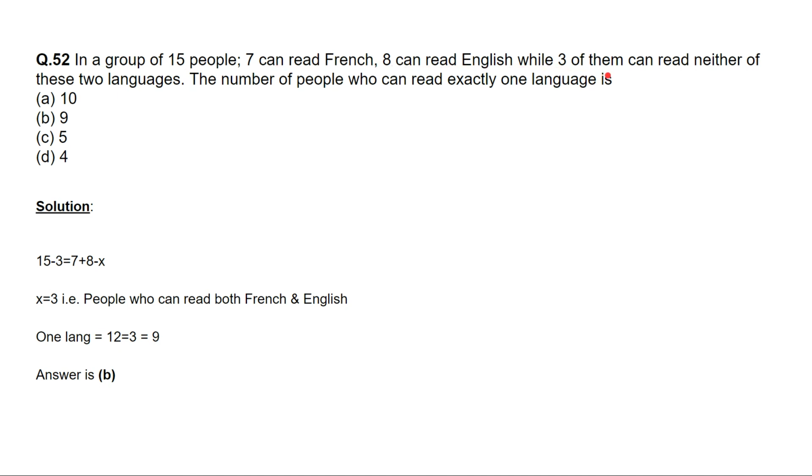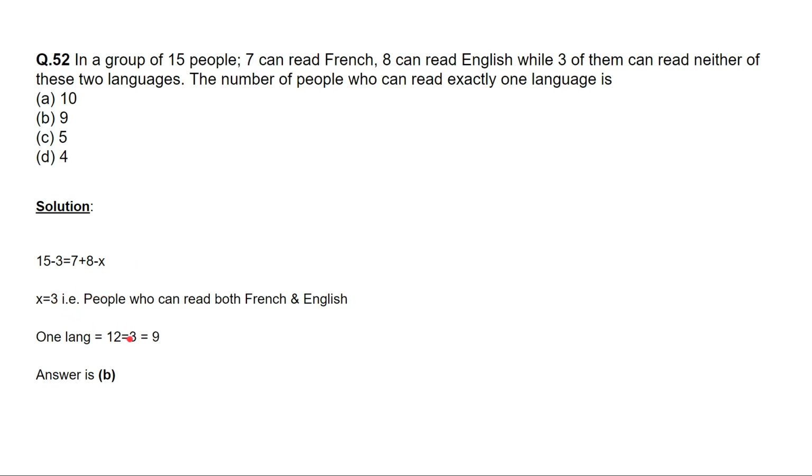Now this is a simple Venn diagram question. You have 15 people, out of that 7 read French, 8 read English, and 3 of them read neither of the two languages. So total people that we have is 15 minus 3, that is 12, and we know 7 read French, 8 read English, and X is the number of people who read both French and English. So we get X as 3 who can read both.